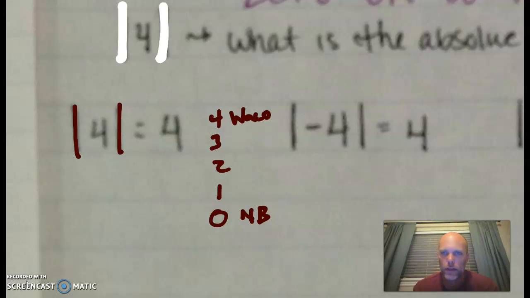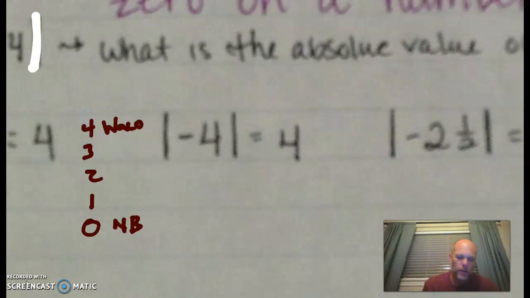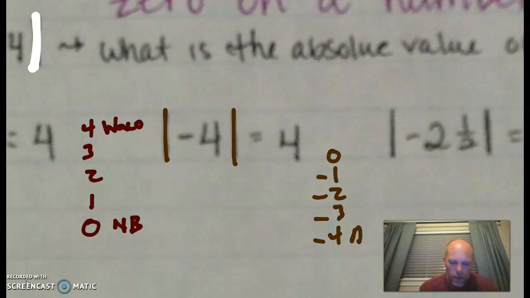It's just how far it is. Okay? So if we look at the next one, these lines right here are asking what is the absolute value of -4. Remember, negative is a number that we would associate with the word south, because south means down. So if we had 0, and -1, -2, -3, -4, and let's call that Austin. And let's call 0 North Belton.